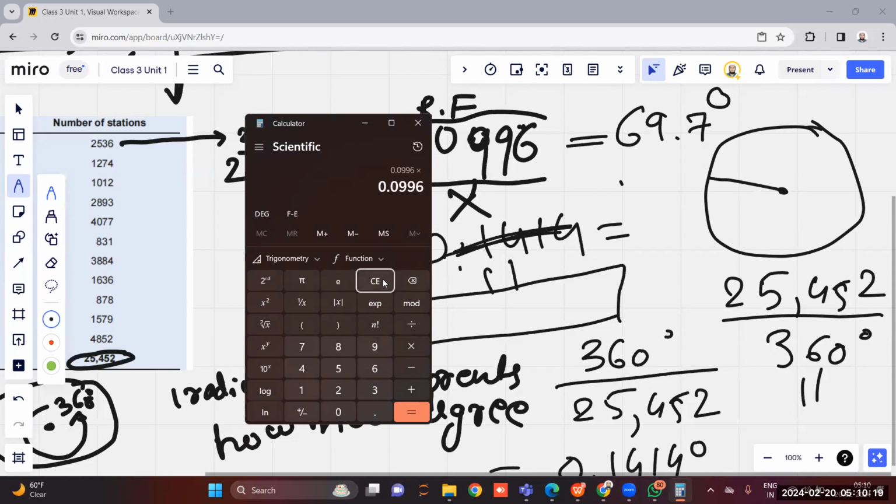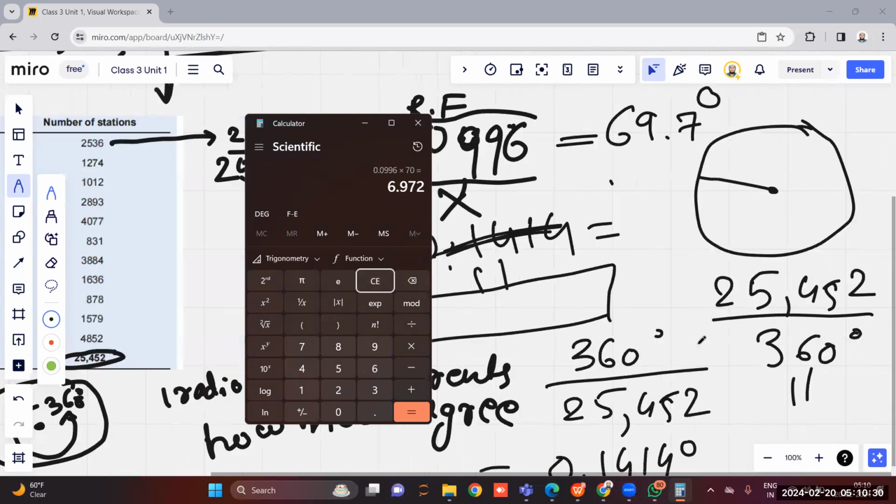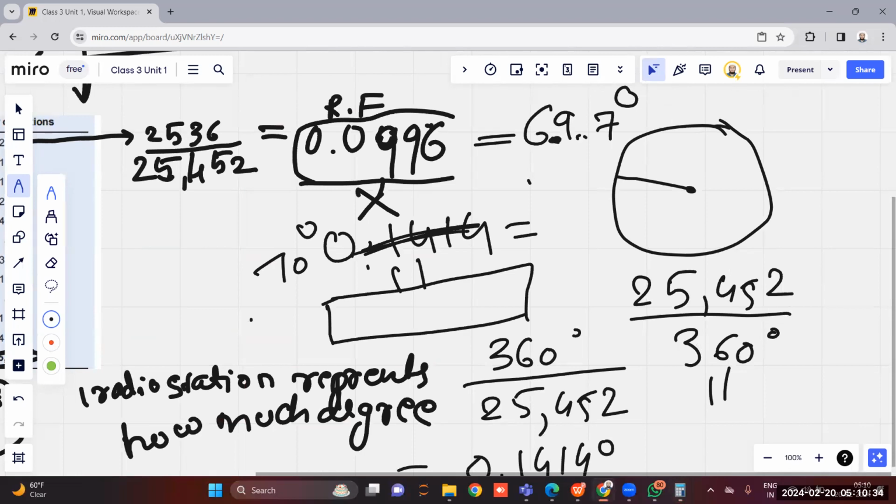0.0996 into 70. Is 70 correct? 70 degrees, so it is 6.97. Okay, 6.97, I'll correct myself, 6.972. So I'll take the product term, measure 6.97, and this region will give me the data about the first radio station.